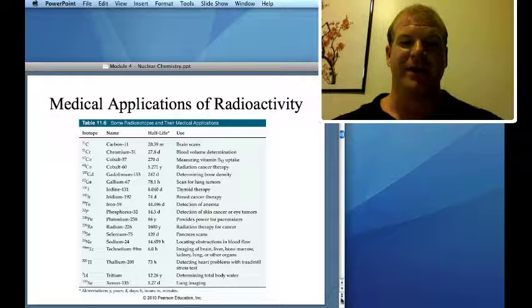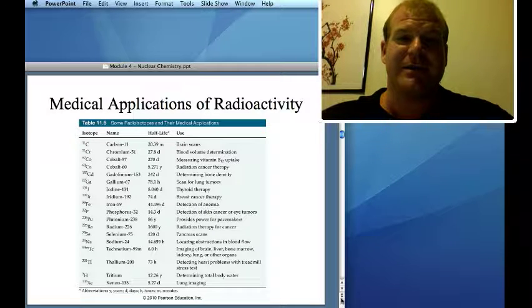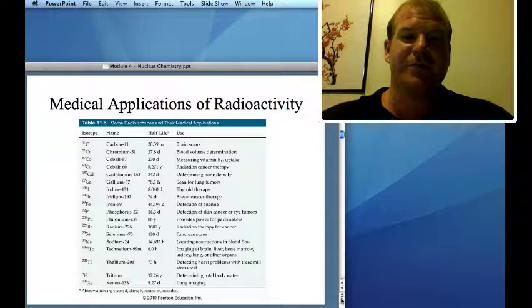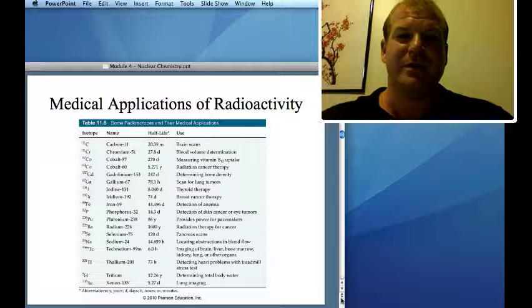So let's talk about the medical applications, and there's lots of medical applications. Carbon-11, they put it in glucose. This is for brain scans, for PET scans. One of the ways to scan your brain. Chromium-51, figure out blood volume. Why? For congestive heart failure. Someone has congestive heart failure, this is one way to do it.